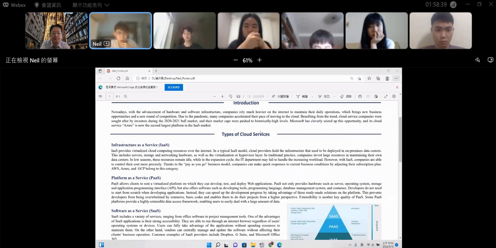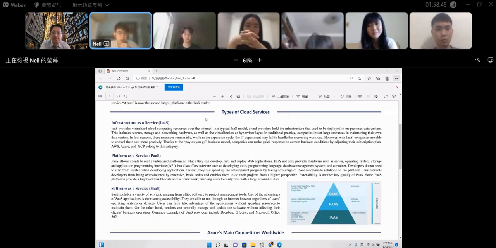We can define three types of cloud service. They are defined into three main categories: infrastructure as a service, platform as a service, and software as a service. So I'll be introducing them one by one.